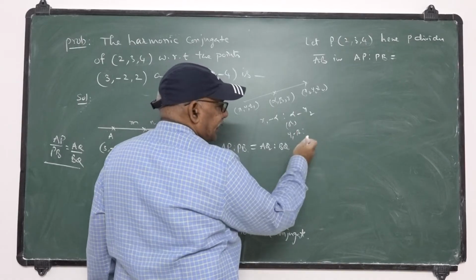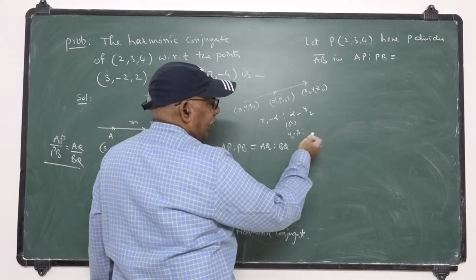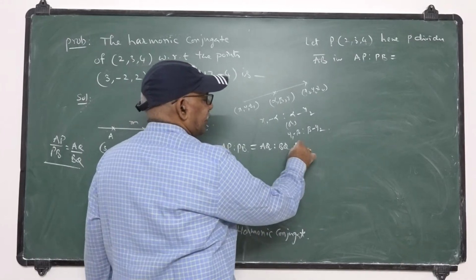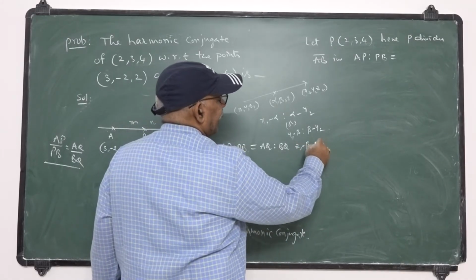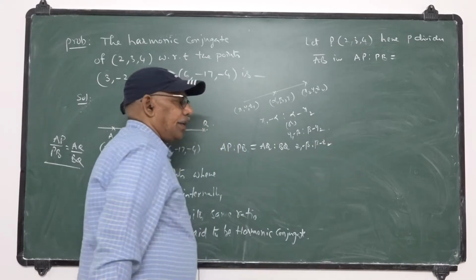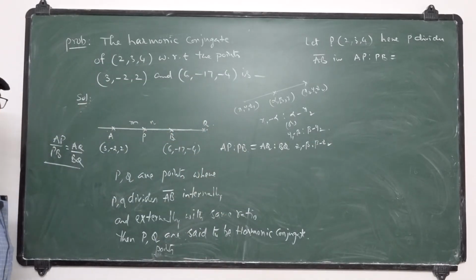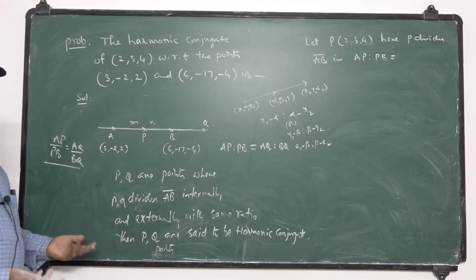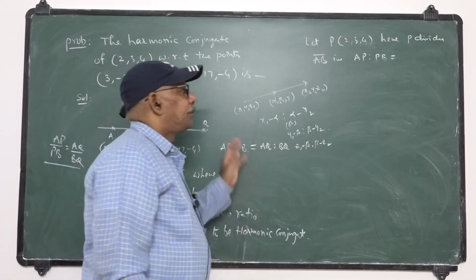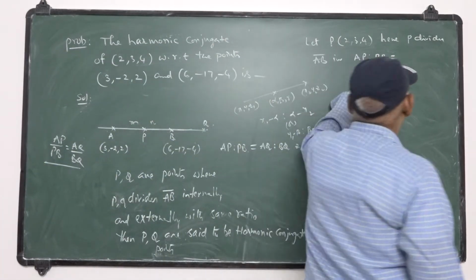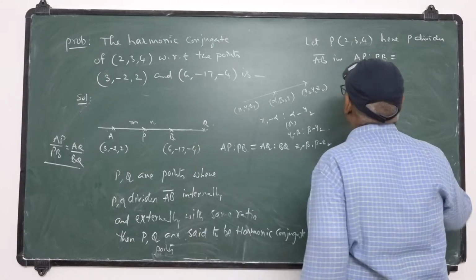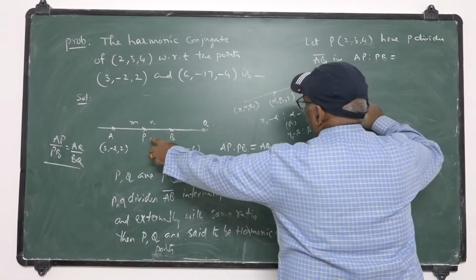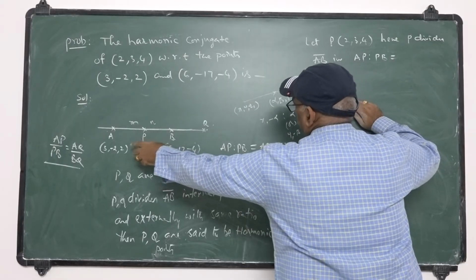With respect to y coordinates you can take the ratio, or with respect to x coordinates, or with respect to z coordinates also you can take that ratio. The ratio is the same in any case, whichever coordinates you consider. So based on that formula, AP is to PB. Let us suppose this is 2, 3, 4.